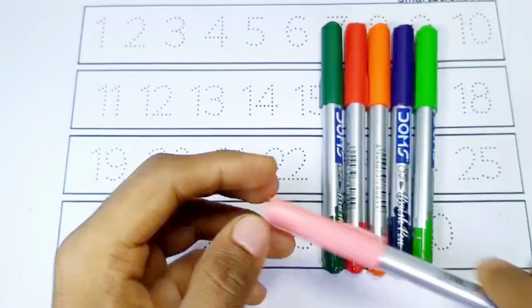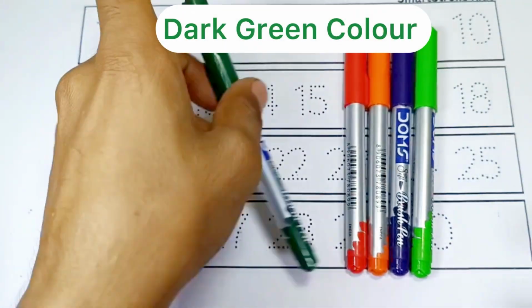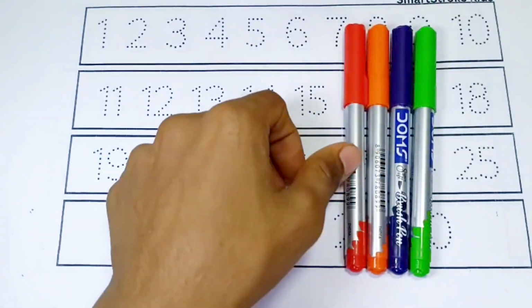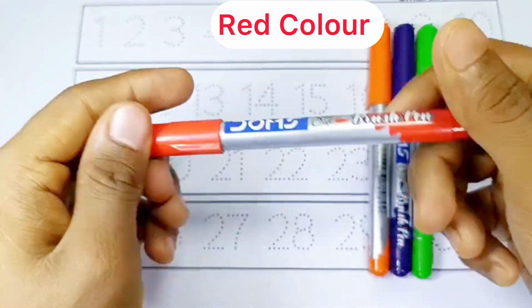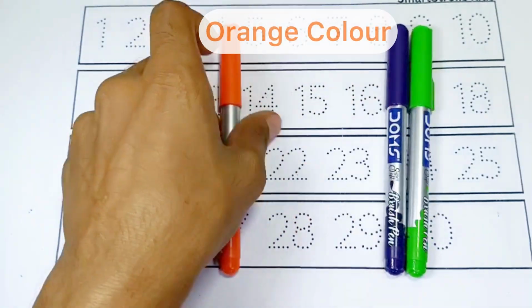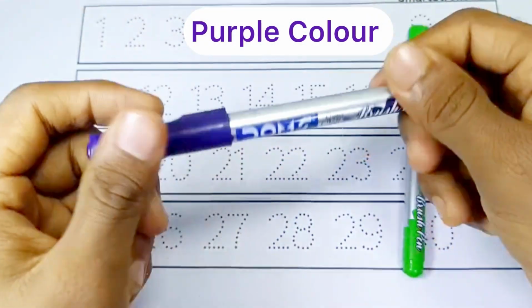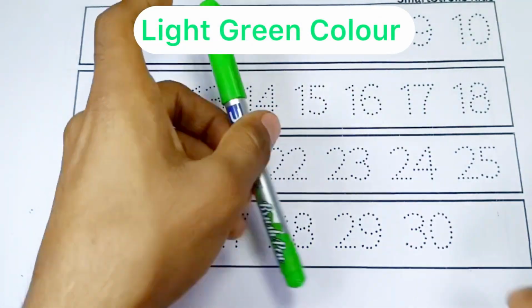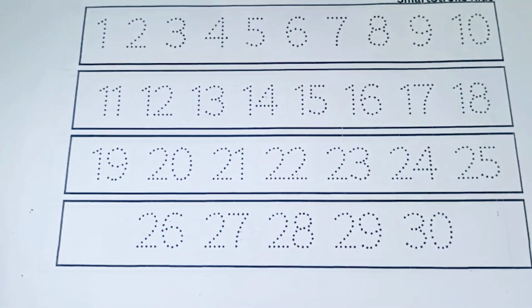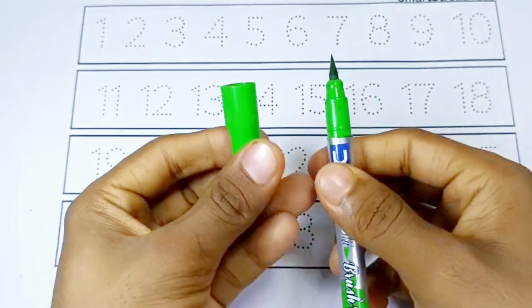light pink color, dark green color, red color, orange color, purple color, and light green color. Kids, now you draw one and use light green color.